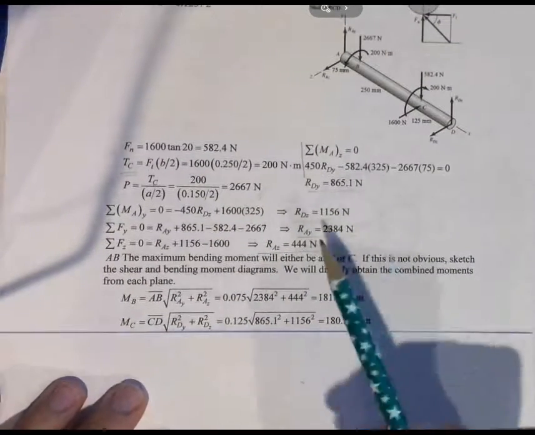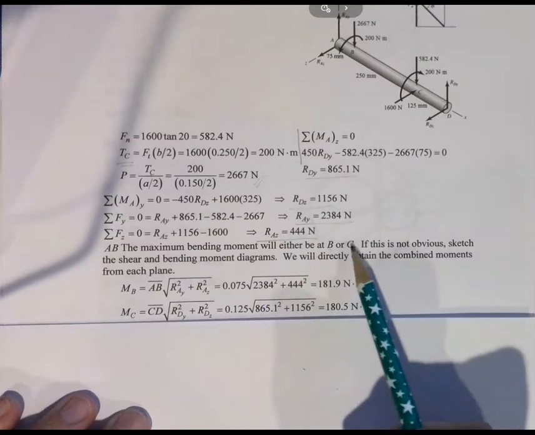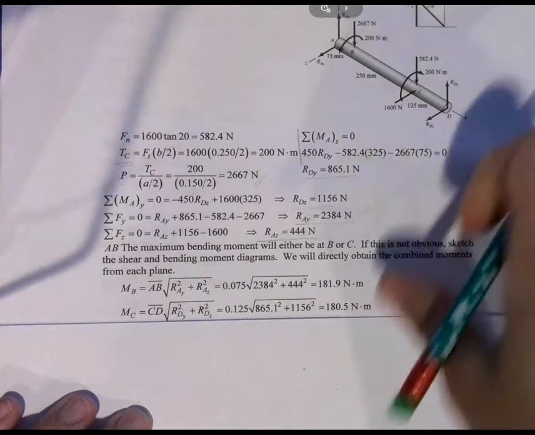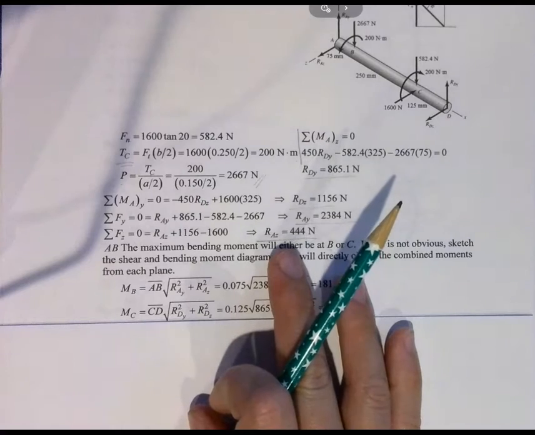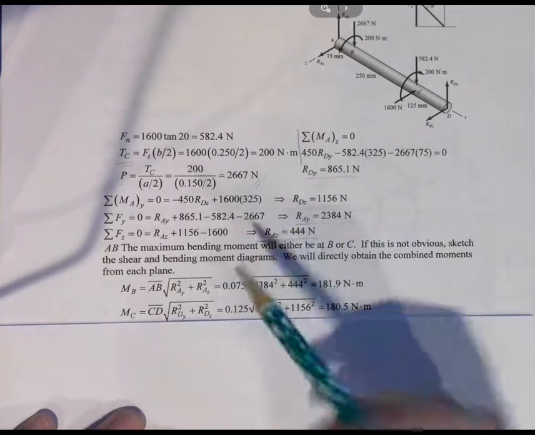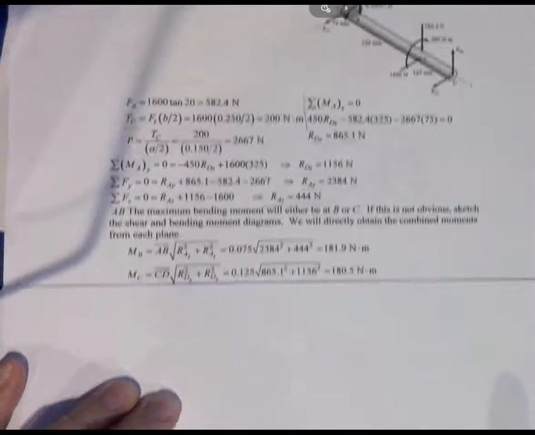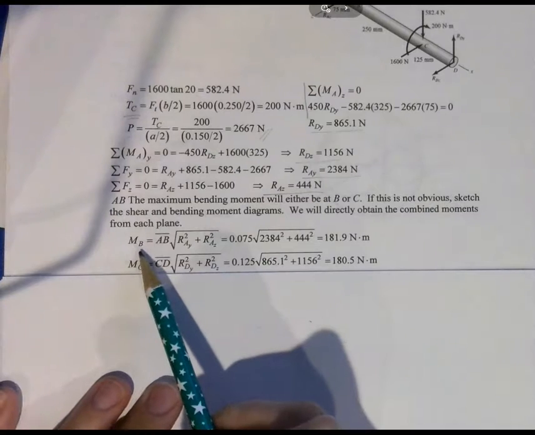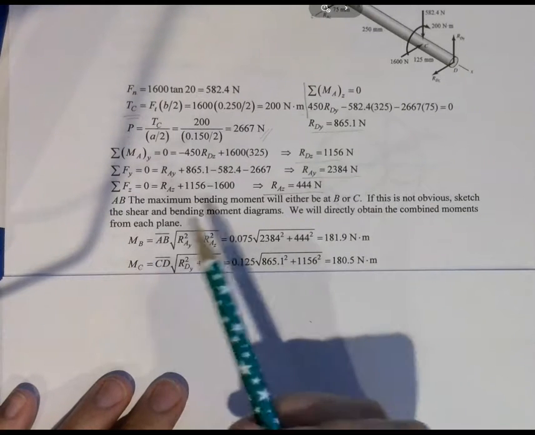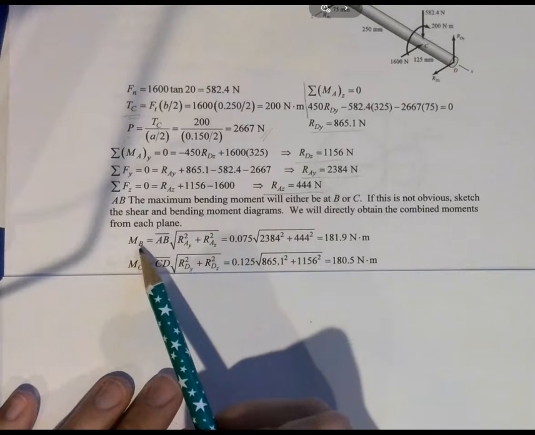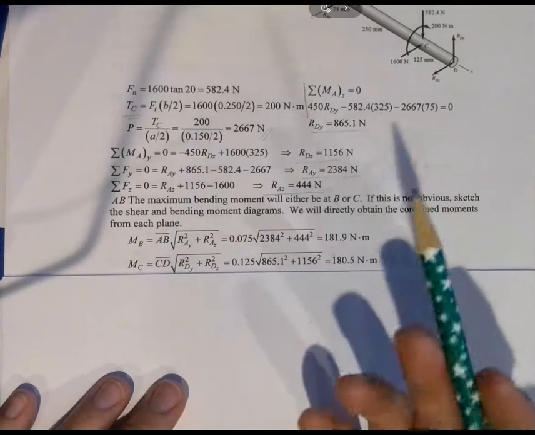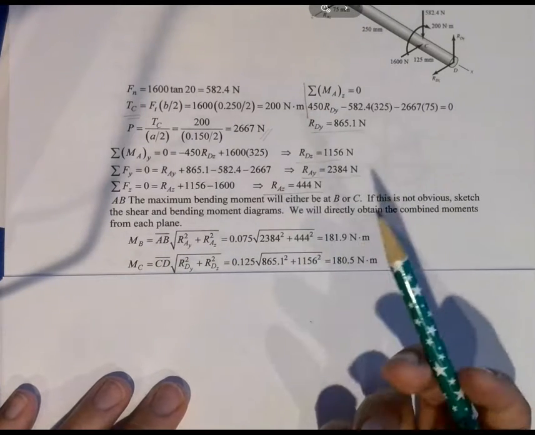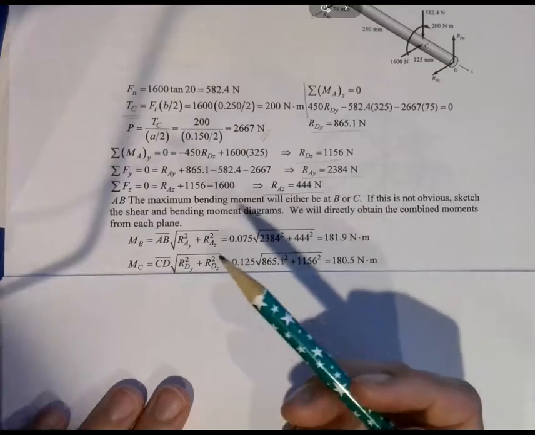Now, they mention that it's either going to be at B or C, and we found using our bending moments that it was definitely going to be at B or C. And so the moment at B, we could go through the process of just adding together the moments due to AY and the moments due to AZ, etc.